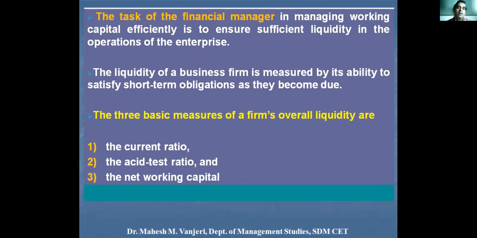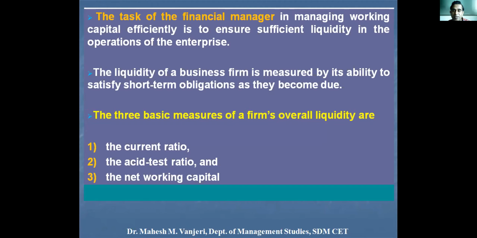The key task of the financial manager in managing working capital efficiently is to ensure sufficient liquidity in the operations of the enterprise. As and when the payments to creditors become due, the company should have money to make the payment, to purchase raw materials. The liquidity of a business firm is measured by its ability to satisfy short-term obligations as they become due. For example, a supplier of raw materials has given a credit period of 30 days. So on the 31st day, the company should have enough money to pay the supplier.